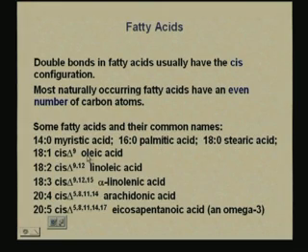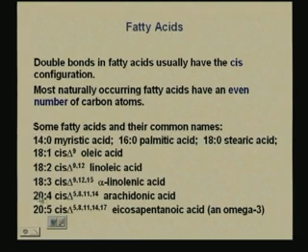Then we go to oleic acid. It is 18:1 cis. The cis is not usually put in, just the delta 9 is sufficient, because most of them are cis anyway. So, 18:1 delta 9 means that oleic acid is an 18 carbon fatty acid with one double bond between carbons 9 and 10. That is as simple as that.